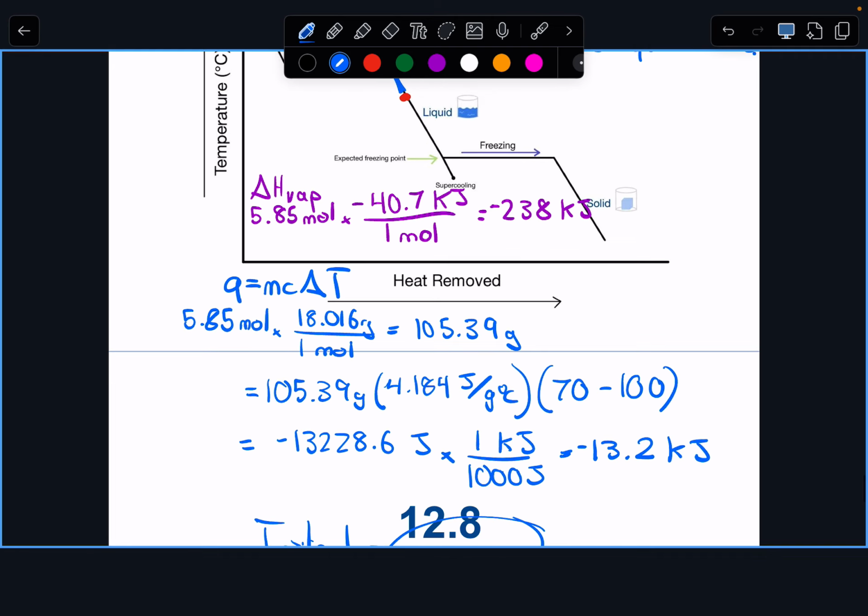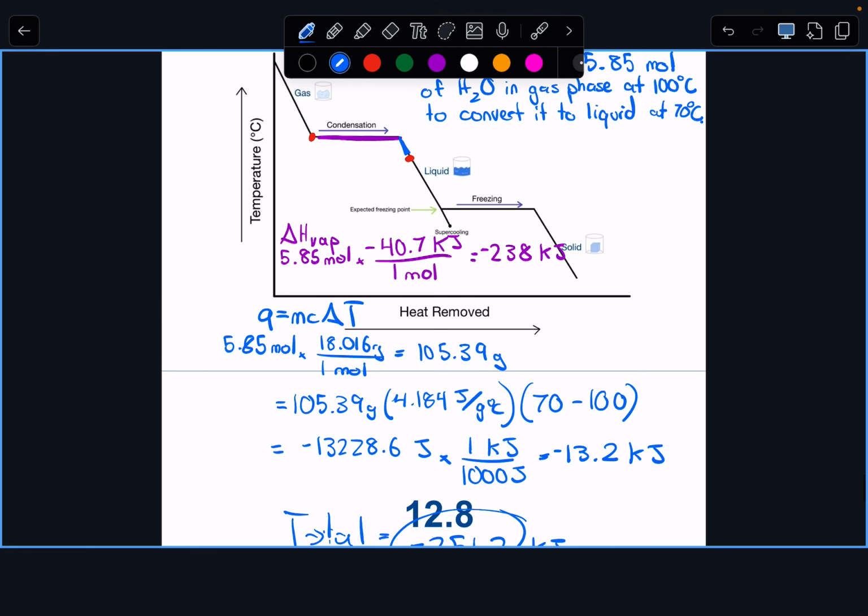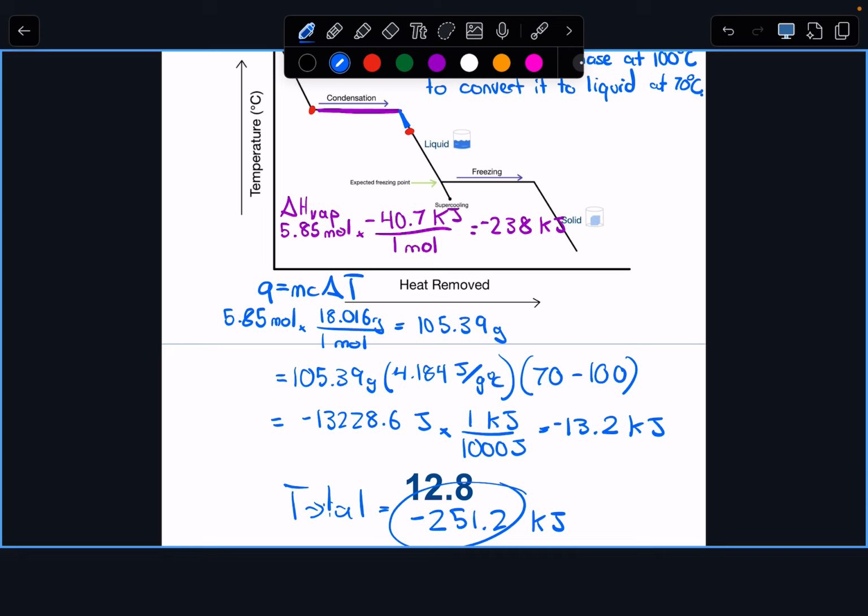Okay, so I put each little segment, if you want to take a picture, it's fine. I put each little segment, the purple with the purple equation, blue with the blue equation, and then added them together. So draw the curve to remind yourself, is it a one-step process? Is it two? Is it three?